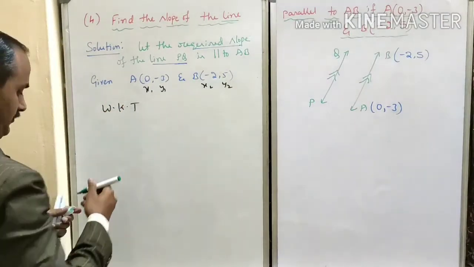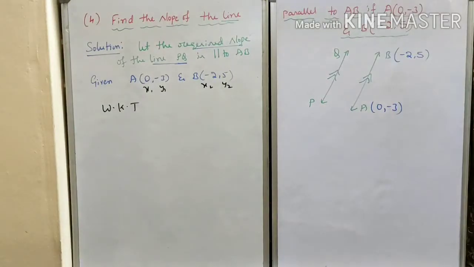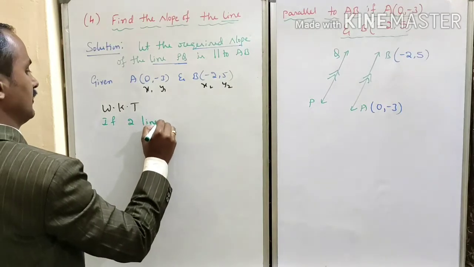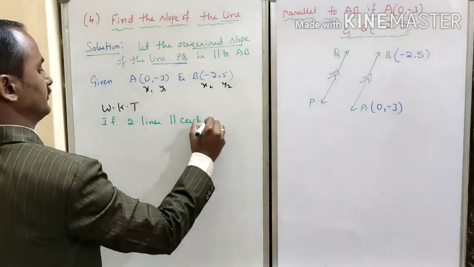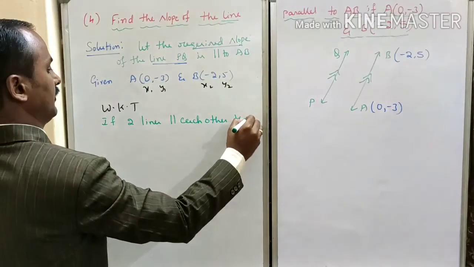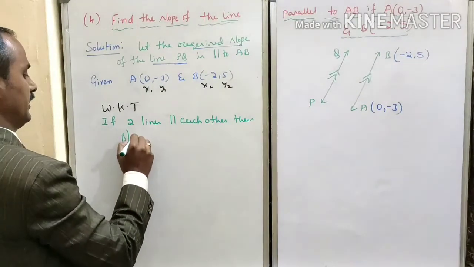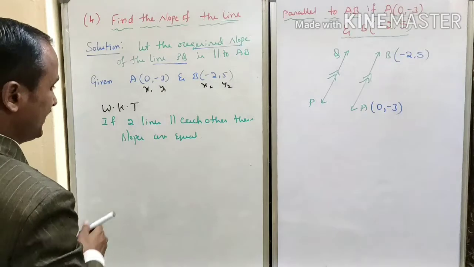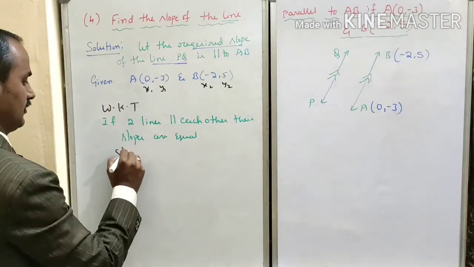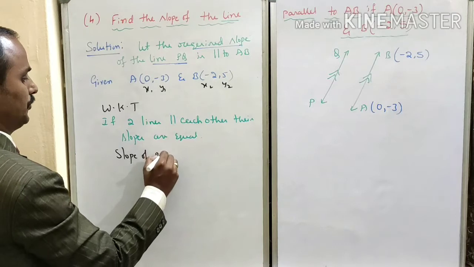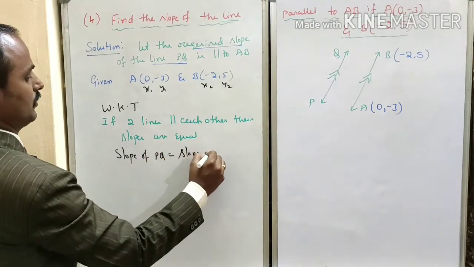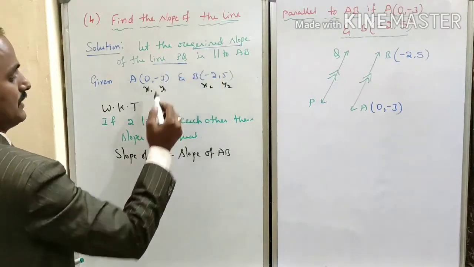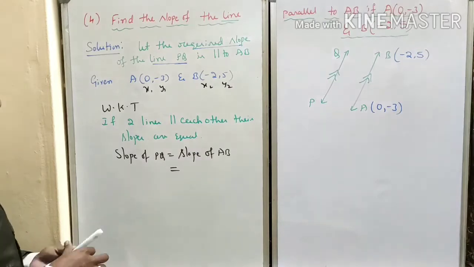if two lines are parallel to each other, their slopes are equal. Understand? By using this statement, I will write: slope of PQ is equal to slope of AB. I want the slope of PQ, the required line, which is equal to the slope of AB.